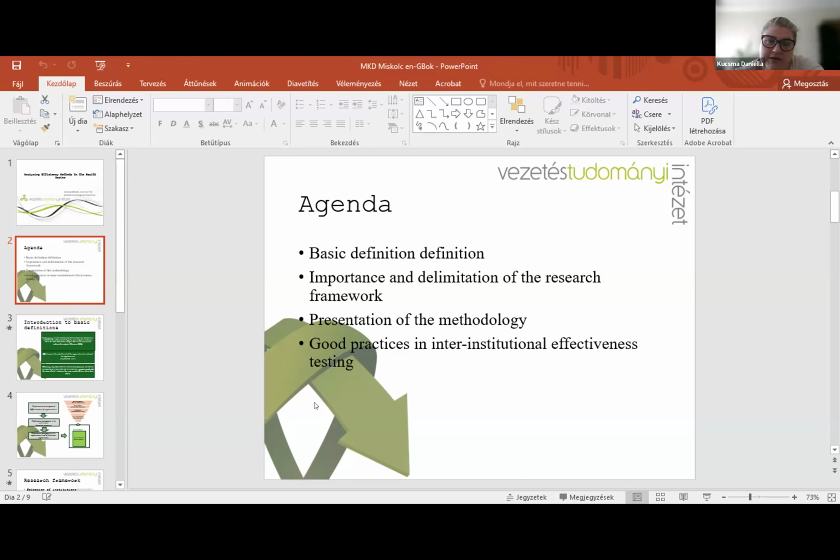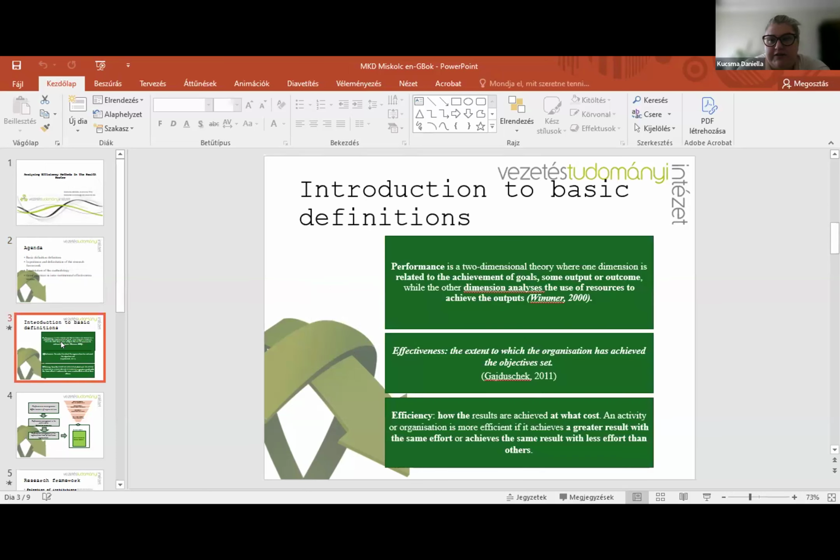Today I will speak about my basic definitions, the importance and delineation of the research framework, the presentation of the methodology, and I will give a good practice for effectiveness testing. So first, there are three definitions I had at the start of my research.